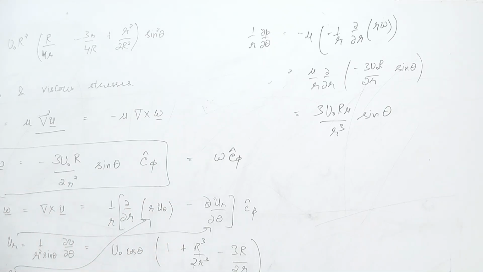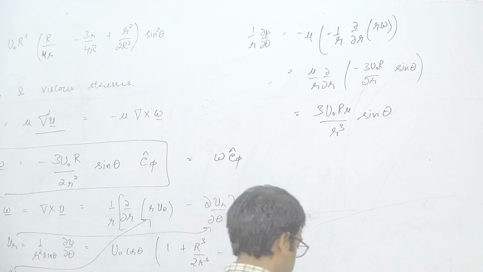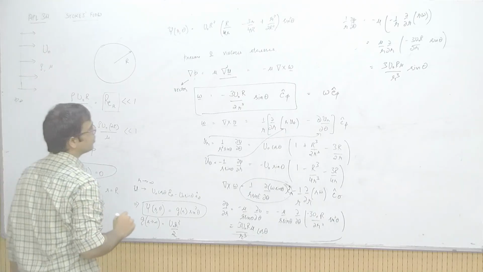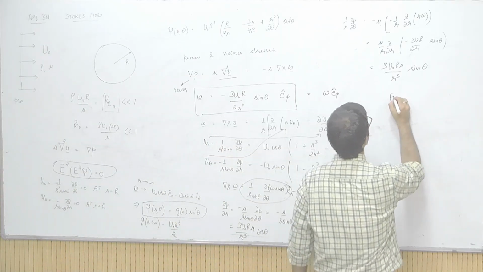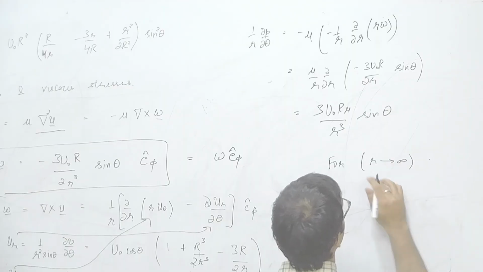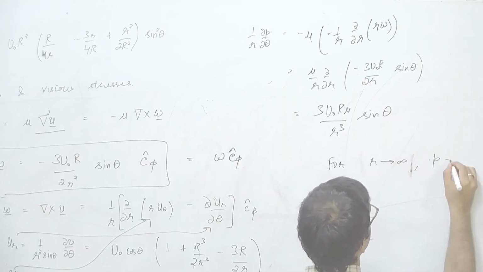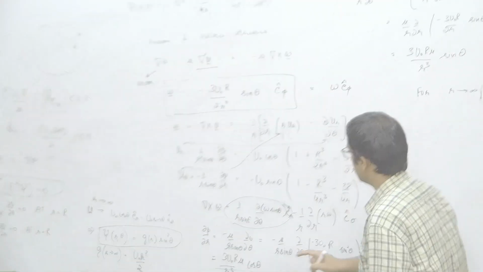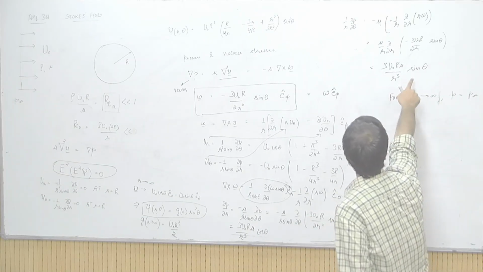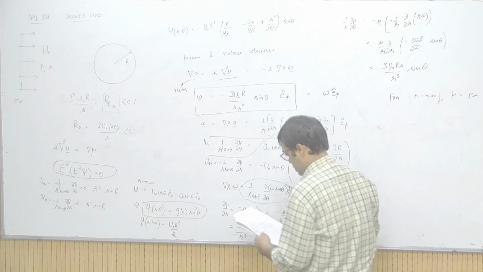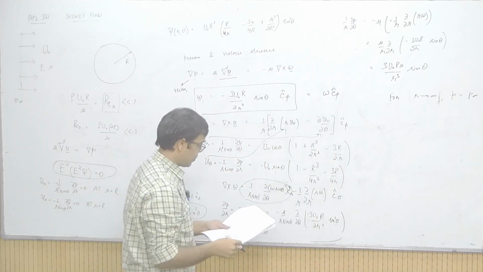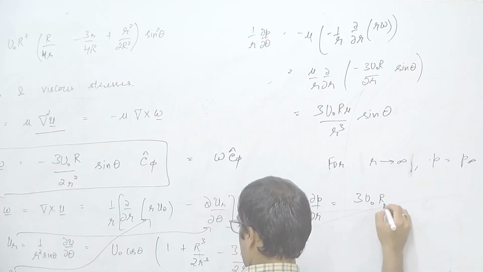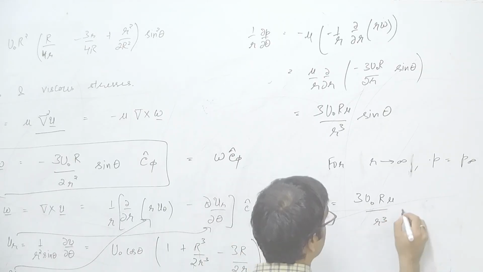Now we can evaluate what our pressure is. We have to give that at infinity the pressure is P infinity. So far away, for r tends to infinity, pressure is P infinity. And so I can use, there's a minus I am missing. Oh no, it's all fine. So I can basically use del P by del r equals 3 u naught R mu by r cube cos theta.